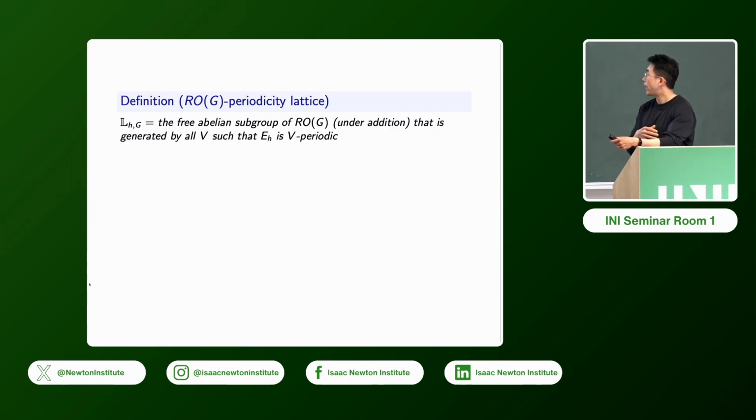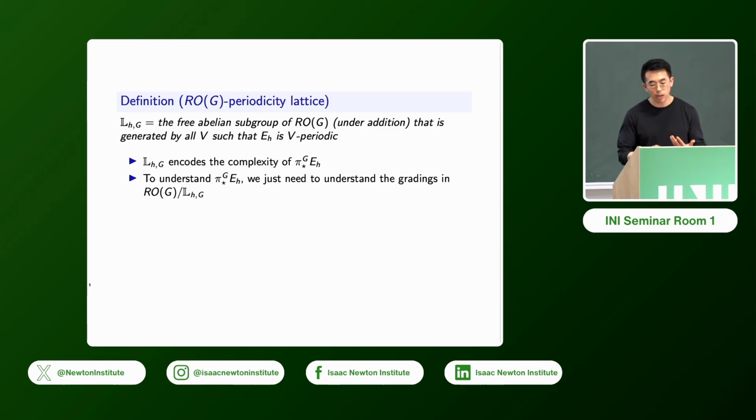So now that we know we want to analyze the RO(G)-graded periodicities, I want to make a definition of the RO(G)-graded periodicity lattice. I'm going to define L_H^G to be the free abelian group in RO(G) generated by all the RO(G)-graded periodicities, V. This lattice encodes the complexity of the RO(G)-graded homotopy groups of EH. In the following sense: if I want to completely understand the RO(G)-graded homotopy groups of EH, I just need to understand the gradings in this quotient, RO(G) quotiented out by the periodicity lattice.